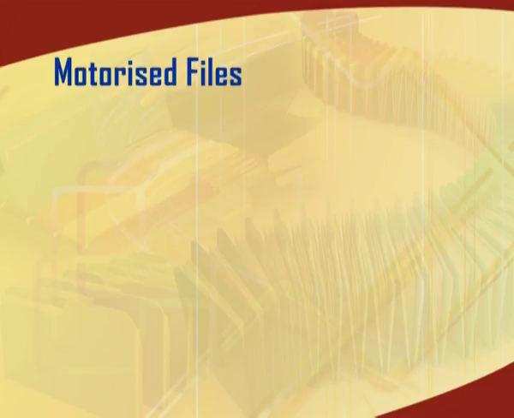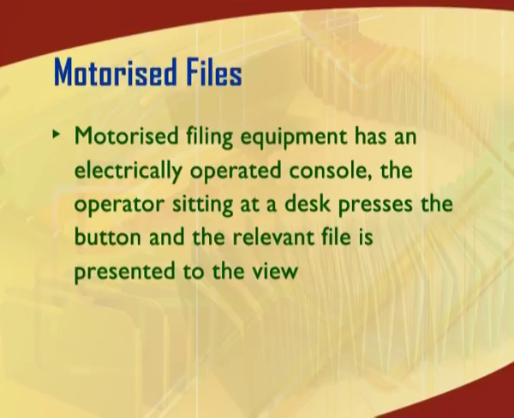Now, let us have a look at the latest filing devices. To begin with, the motorized files. With the development of the science and the art of office management, new and modern office filing equipment and methods have emerged to cater to the changing requirements of an office. The latest of these is the motorized filing equipment, which has an electrically operated console. The operator, sitting at a desk, presses the button and the relevant file is presented to the view.